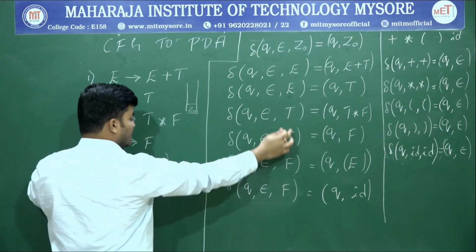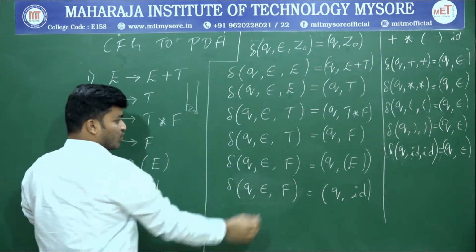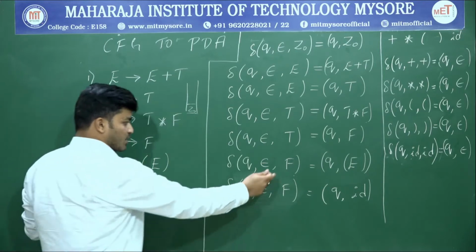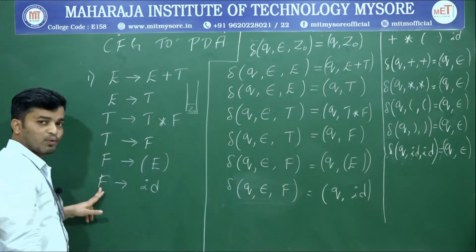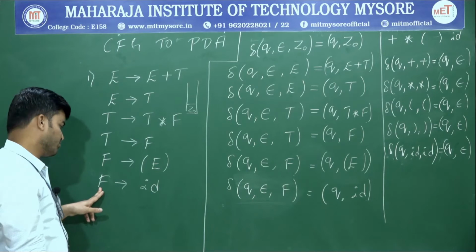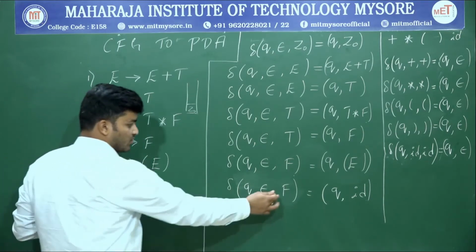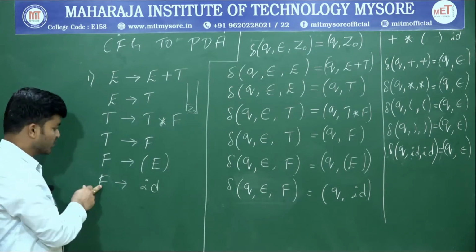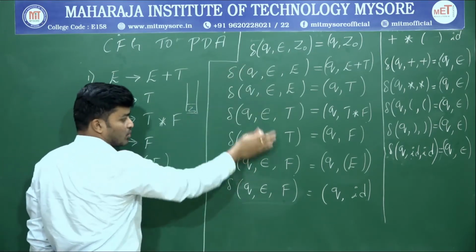Next write for T, and again one more time for T, because there is one more production with respect to T. Next write with respect to F, and there is one more production with respect to F, so you write F again. For all the productions with respect to the different variables, you write the push operation.